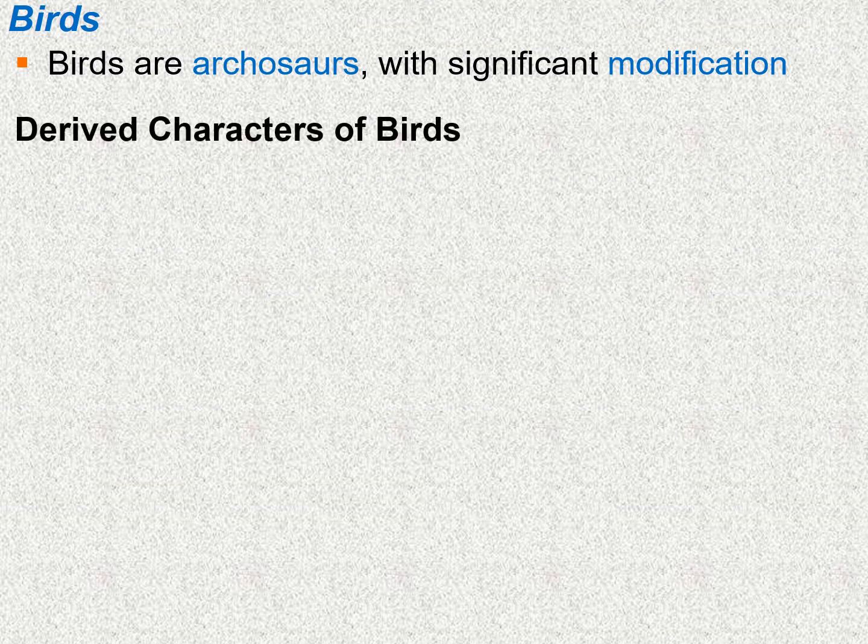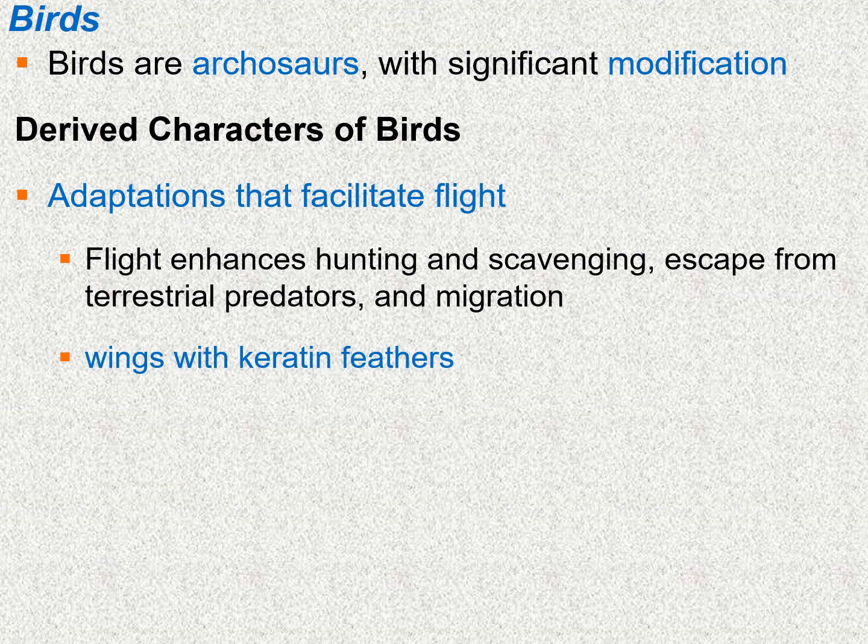So some derived characters of birds include, of course, all of the adaptations that facilitate flight. We'll look at some more details on the next couple slides. But flight, in terms of an advantage, enhances the hunting and scavenging ability of birds. It enhances their ability to escape from predators, and it helps them migrate, right? So they can fly very long distances and over large bodies of water and even mountains.